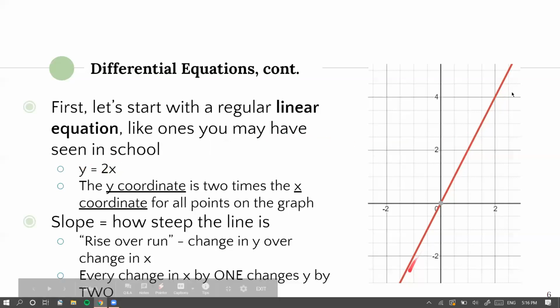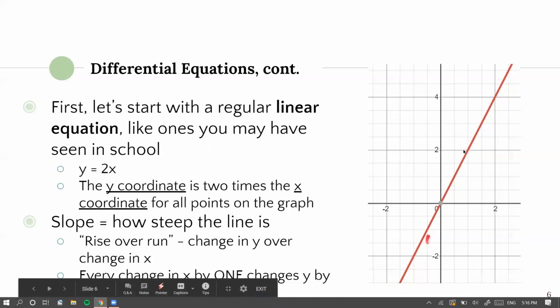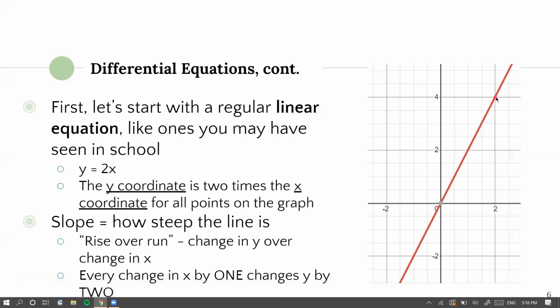So anywhere on this line, let's just pick a point. Eeny, meeny, miny, mo. This one right here. So can anyone tell me what the y coordinate is for this point on the line?